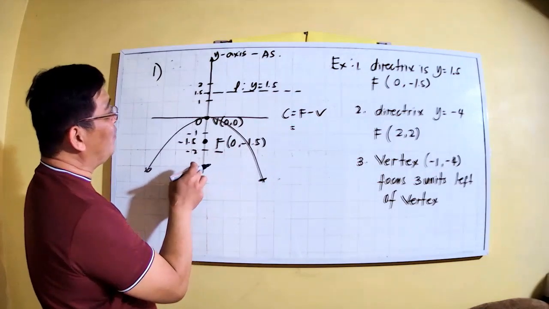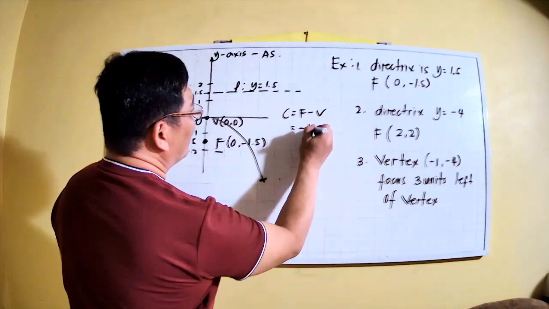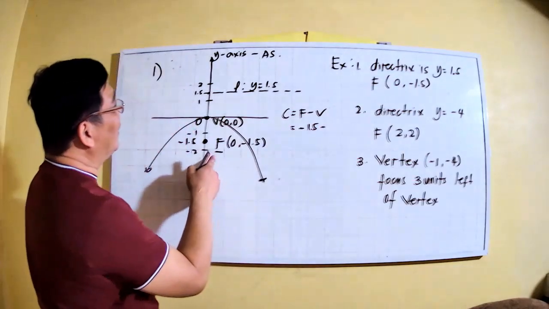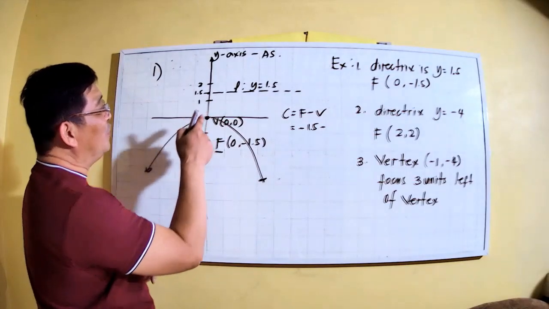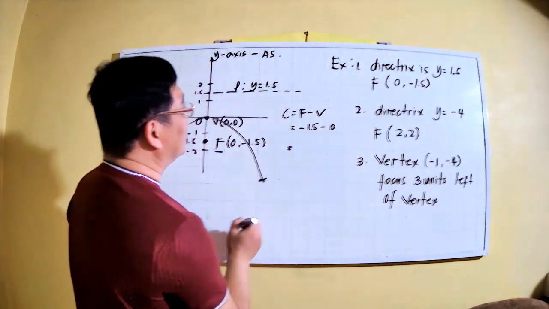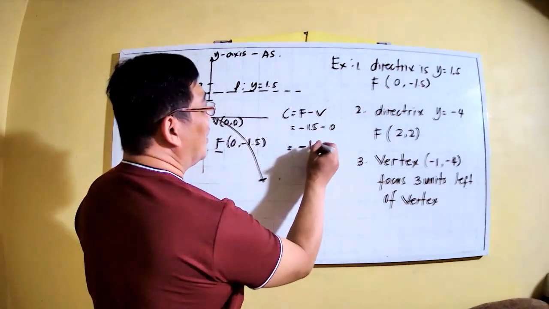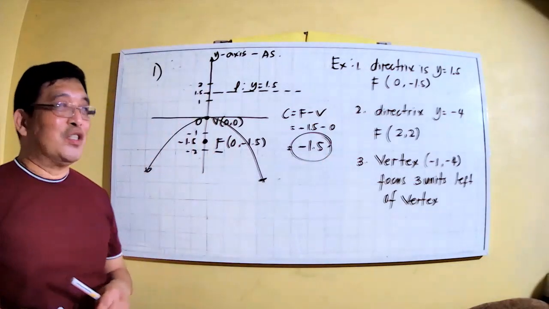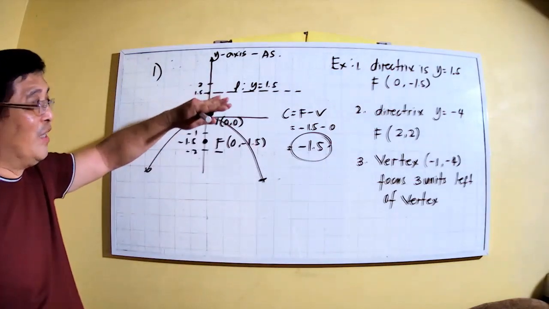The y value of F is equal to negative 1.5, minus V, which is 0. Negative 1.5 minus 0 is negative 1.5. So we have a value of C equal to negative 1.5. So the behavior is going downward.